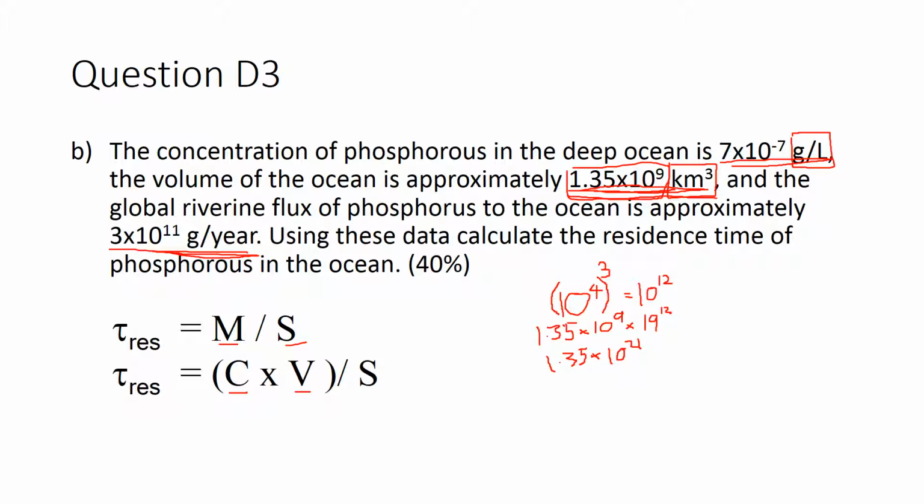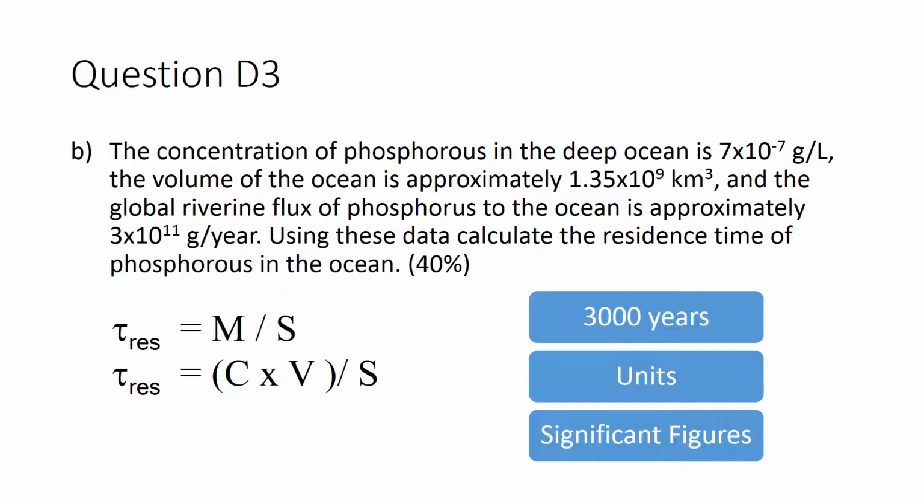And we could then put that in here, so we then have our concentration, 7 times 10 to the minus 7, times 1.35 times 10 to the 21, divided by the flux, which is 3 times 10 to the 11. And hopefully you go through that and you end up with something like 3,000 years. Now, to get full marks on a thing like this, obviously you have to have the right units. The units of a residence time will be a unit of time, so you could convert this into SI units, into seconds or into kiloyears or whatever you're interested in, but it has to be at least a time.